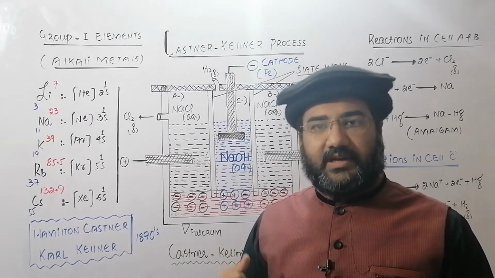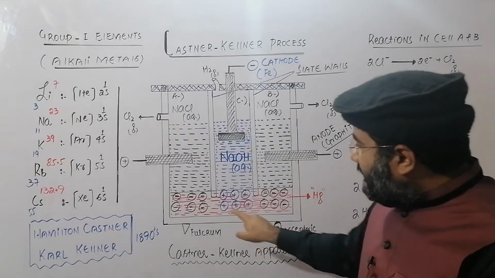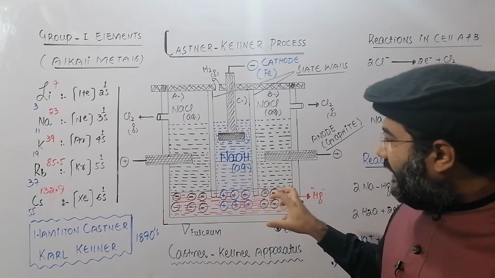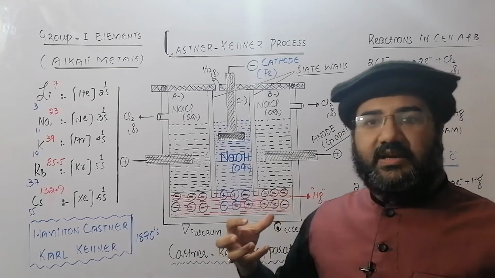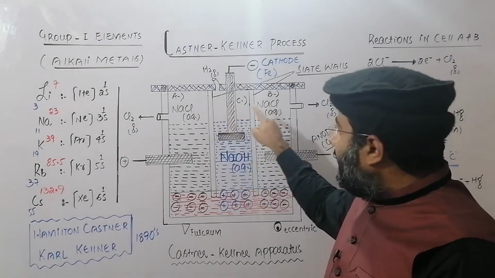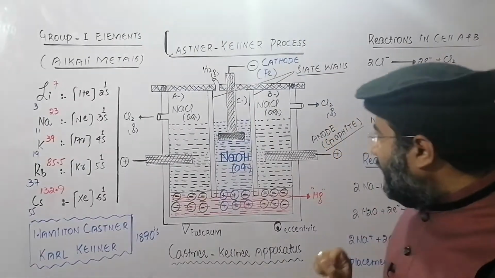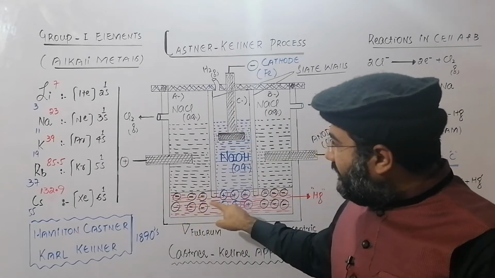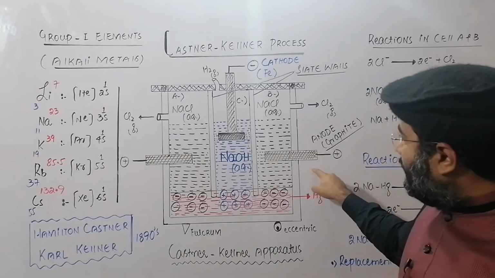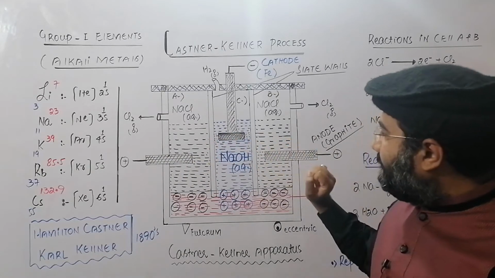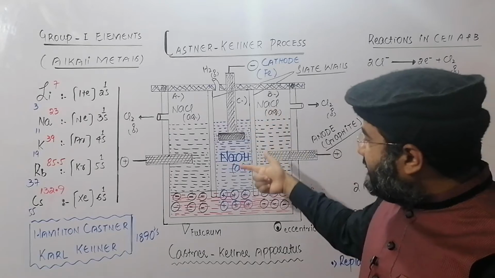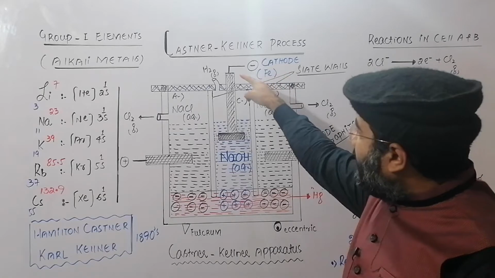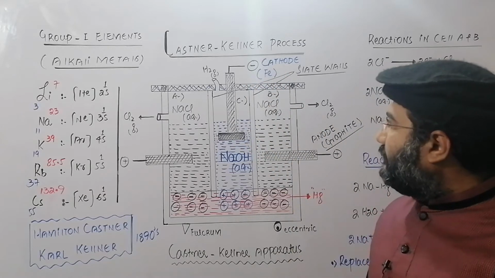Now, dear students, there is a portion shown in red here, that is the mercury, and this mercury acts as a common electrode of the A, B and C cells. In the cells A and B, this mercury acts as cathode, and there are two graphite anodes used in the A and B cells. In the central cell, this mercury is the anode, and a cathode made up of iron is immersed into the electrolyte.